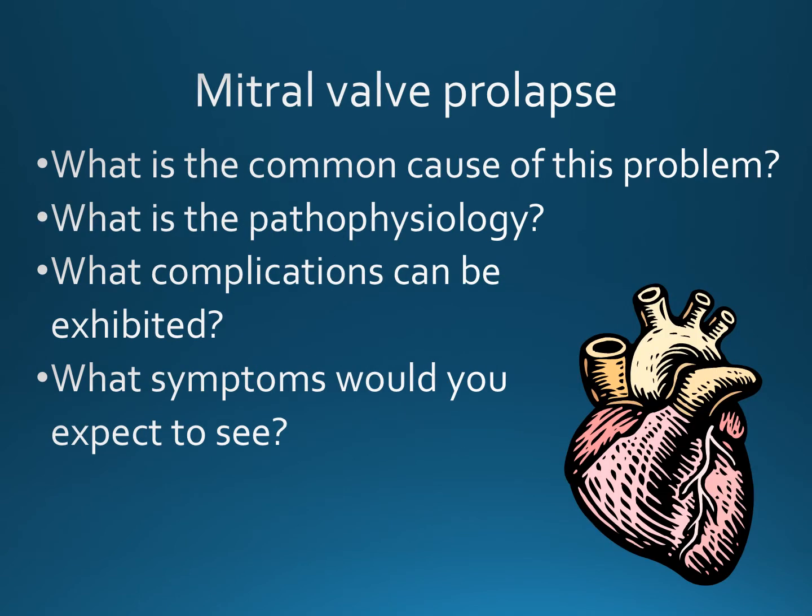The cause of mitral valve prolapse is unknown. The pathophysiology is when the left ventricle contracts, one or both flaps of the mitral valve flop or bulge back, which is called prolapse, into the left atrium. This prevents the valve from forming a tight seal. As a result, blood may leak from the ventricle back into the atrium. This backflow of blood is called regurgitation.